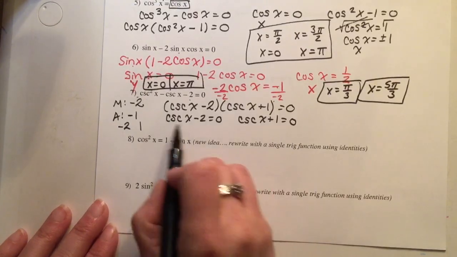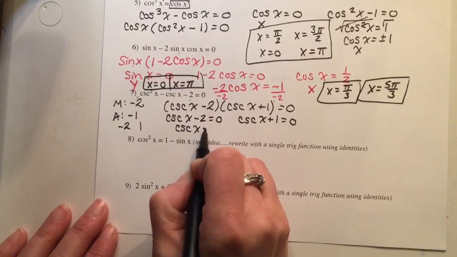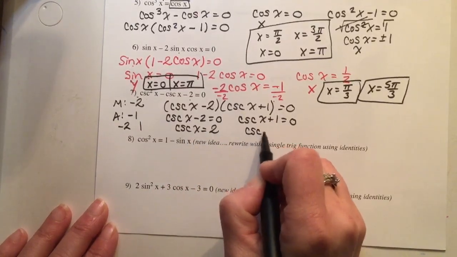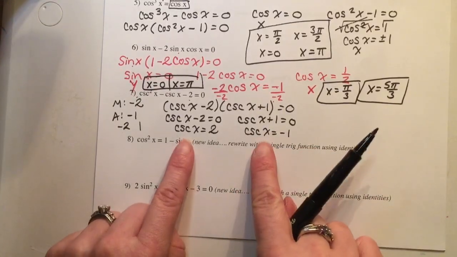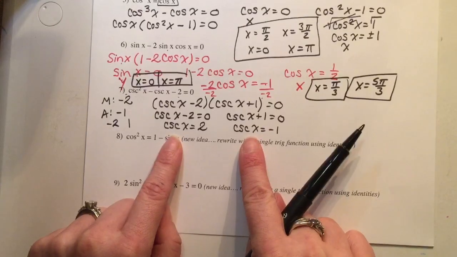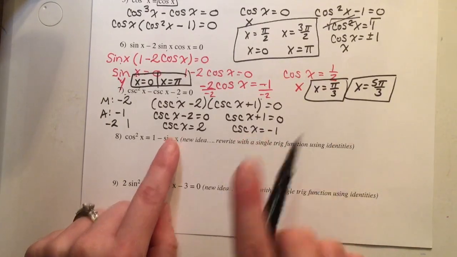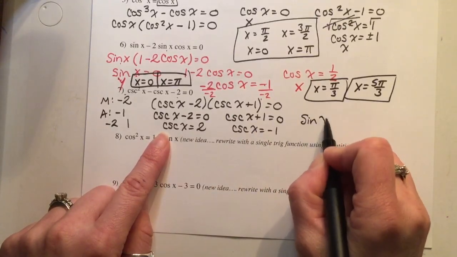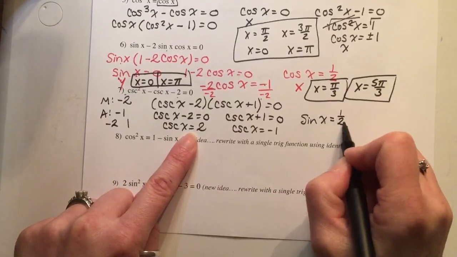Solve for the trig function. Isolate that. So if I add 2, cosecant of x would equal 2. Here, if I subtract 1, cosecant of x equals negative 1. Now, a cosecant is not a value that we can quickly get from a unit circle, but we know the reciprocals. The cosecant is the reciprocal of the sine. So if I am doing the reciprocal of 2, I would have 1/2.